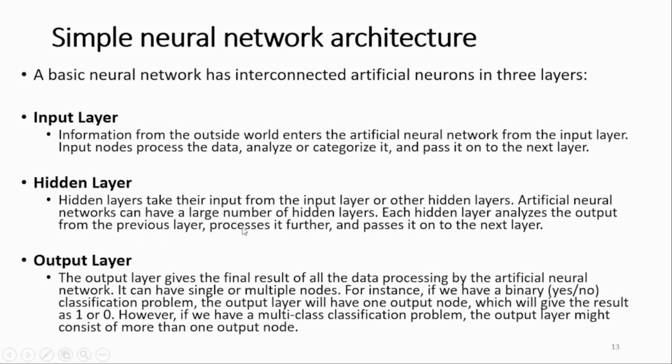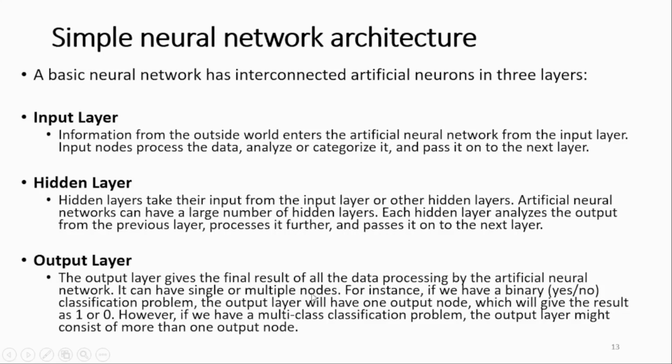Here an activation function will be used inside the hidden layer nodes, which will process it further. Based upon some threshold value, they will decide whether the input should be triggered and passed on to the next layer or not. And then the output layer, obviously, gives the final result of all the data processing by the artificial neural network. It can have single or multiple nodes.